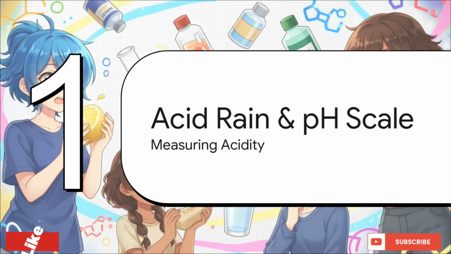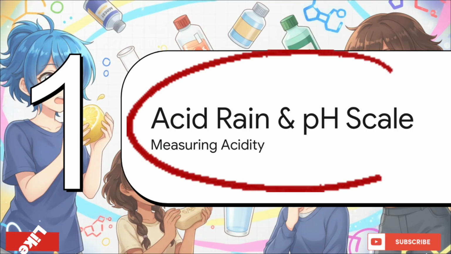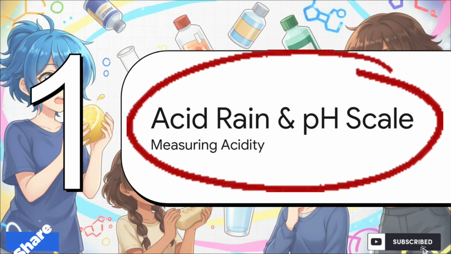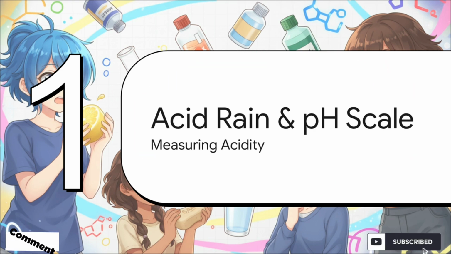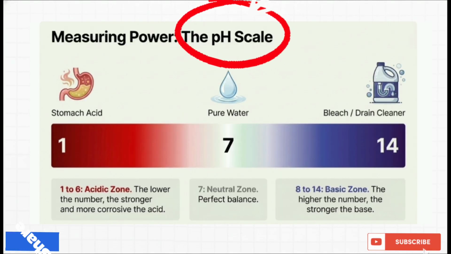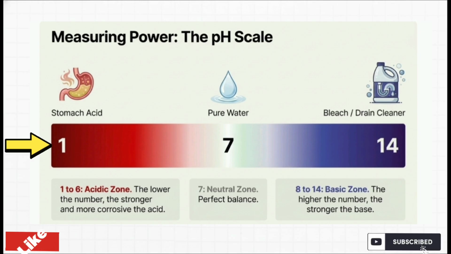All right, let's shift gears to section 3, acid rain and the pH scale. It is time to see how these invisible chemical properties actually scale up to impact our entire planet. To figure out exactly how acidic or basic something is, scientists use what's called the pH scale. It runs from 1 all the way to 14. Think of it as a spectrum.